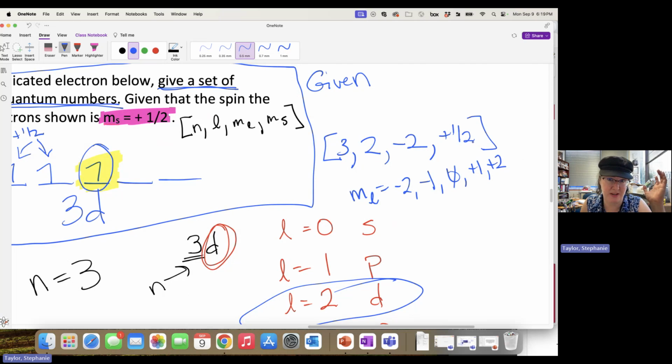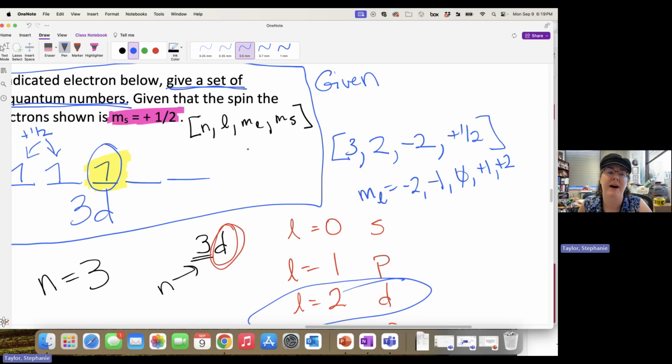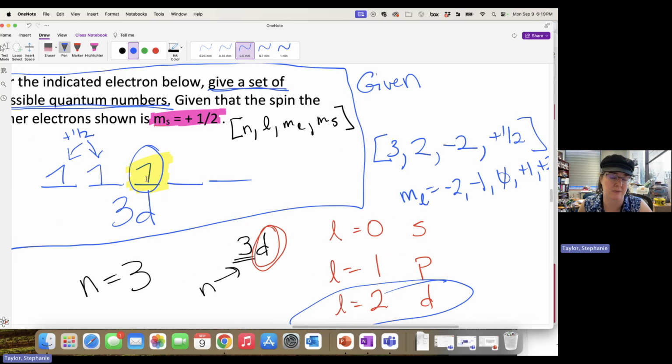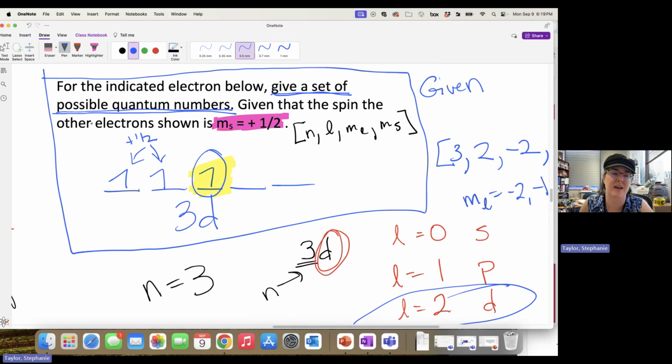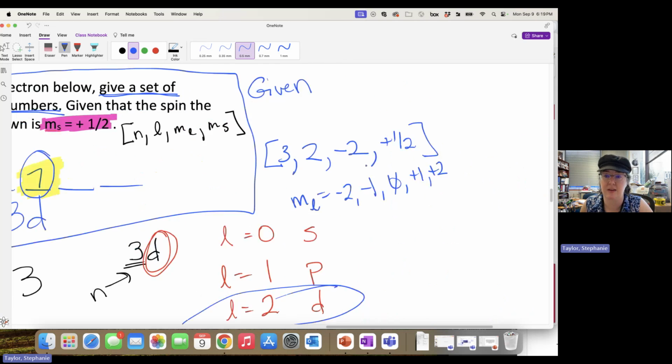The only reason I know what m sub s is, is because I had information about the other electrons shown. That's the only way I knew. Without that, I don't have enough information.